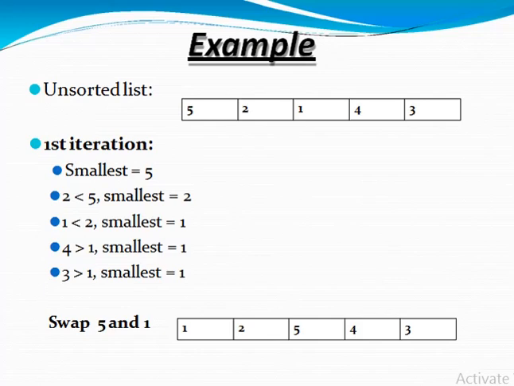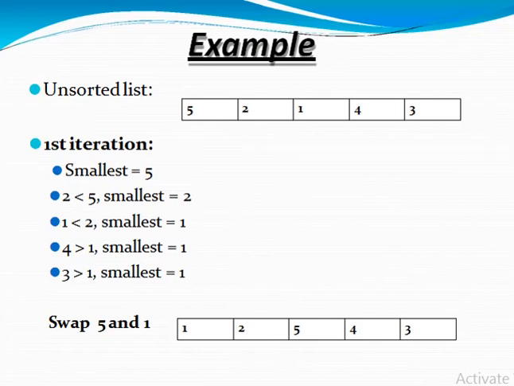In the first iteration, we have to compare the 5 with whatever the smallest element is. In the given list, we find that 1 is the smallest element. Compare with each and every element in the list. Smallest is equal to 5, 2 is less than 5, so smallest is 2, 1 is less than 2, so smallest is 1, 4 is greater than 1, smallest is 1, 3 is greater than 1, smallest is again 1. We have to swap 1 with 5.